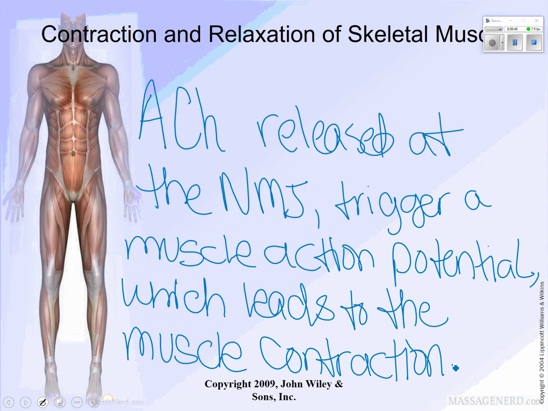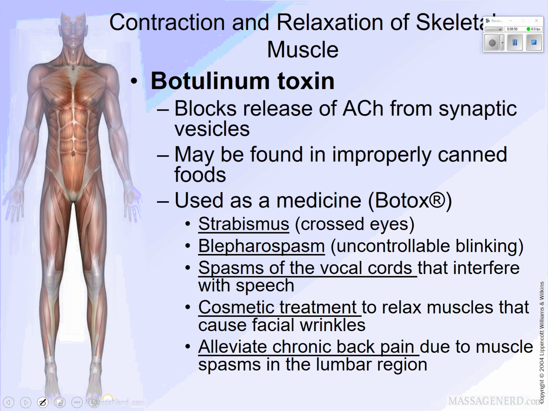And I'm going to go 2 more slides before I stop this recording. So botulinum toxin, that of course is produced by bacteria, and that bacteria's name is Clostridium botulinum. What that does is it blocks the release of acetylcholine from the synaptic vesicles. It may be found in improperly canned foods. So if it's found in foods, even a tiny amount can cause death by paralyzing the respiratory muscles. Okay. So it can be dangerous.